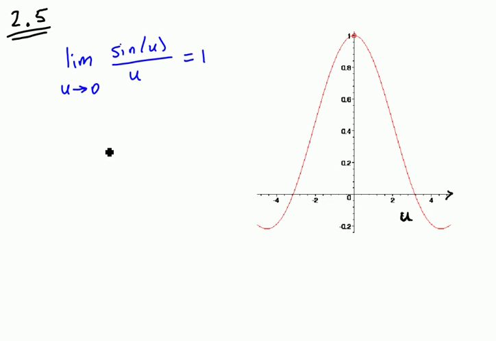Hi, I thought I'd help you a little bit with some of your homework in section 2.5. This entire section focuses primarily on a very special limit, namely the limit as u goes to 0 of sine u over u equals 1.